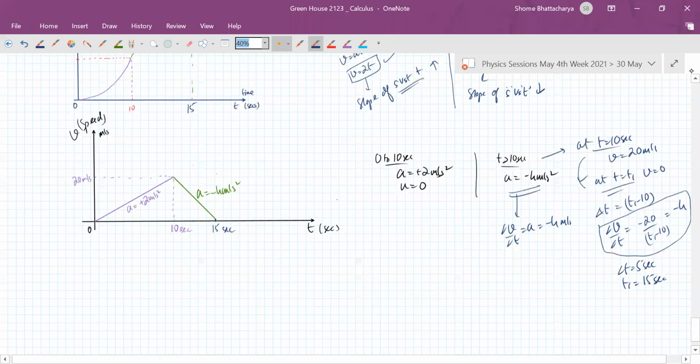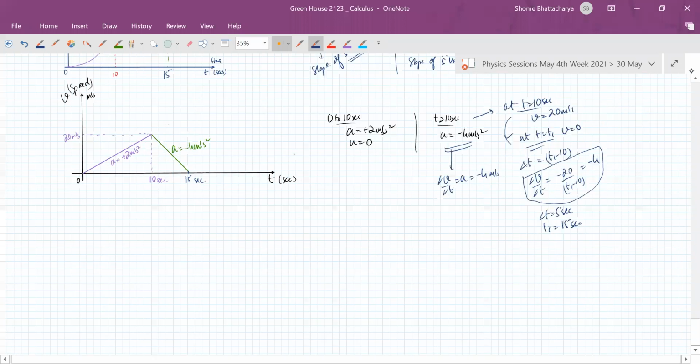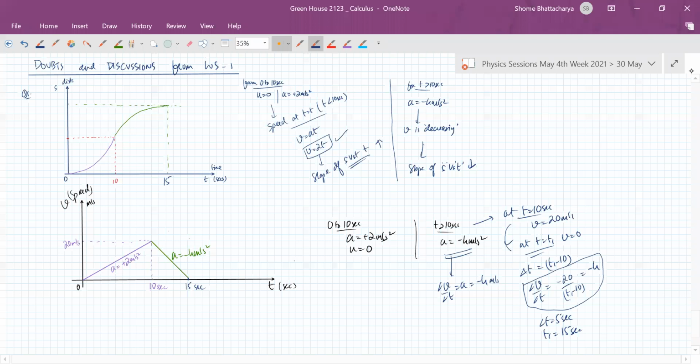How do you get it? Using the second equation of kinematics. Okay, that is one option we can use. But we would have to use it twice, because from 0 to 10 seconds the acceleration is something different, and from 10 to 15 it is something different, right? Can you tell me a one-step solution for total distance?